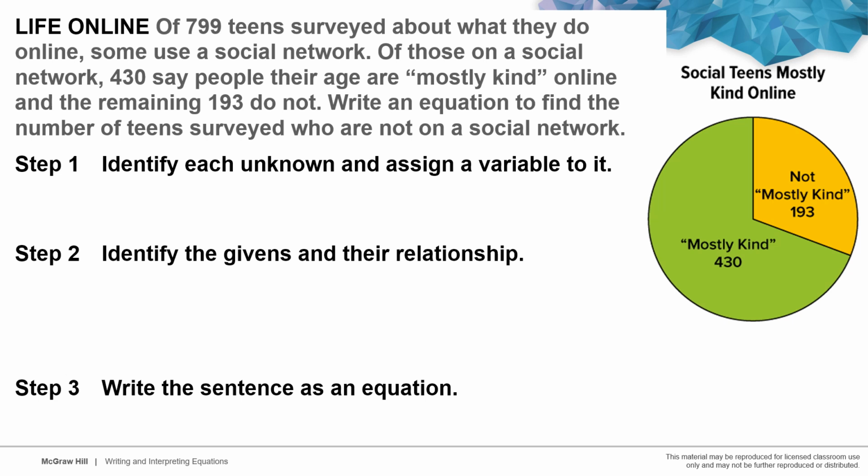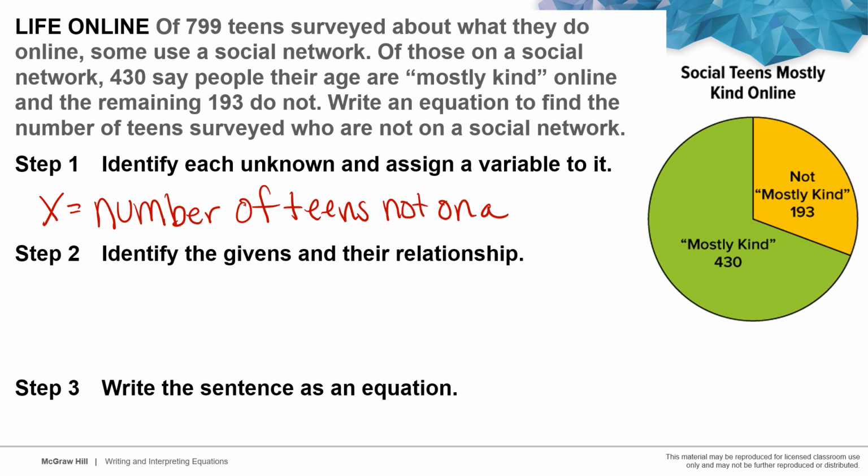So the first step, we're going to write an equation and figure it out. Our first step is to identify what's unknown. So what are we trying to figure out in this problem? How many are not on social networks? We could use any variable you want. It doesn't really matter. I'm going to just use x. So we're going to say x is equal to the number of teens who are not on a social network. So that's our unknown. That's what we're trying to figure out in this problem.